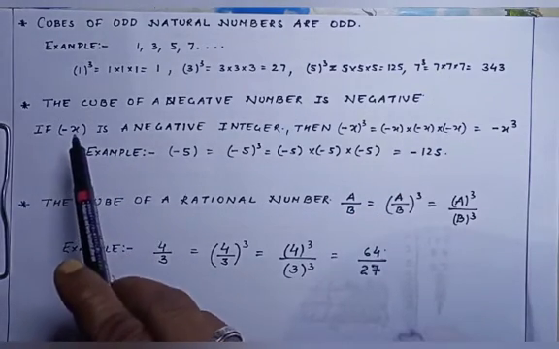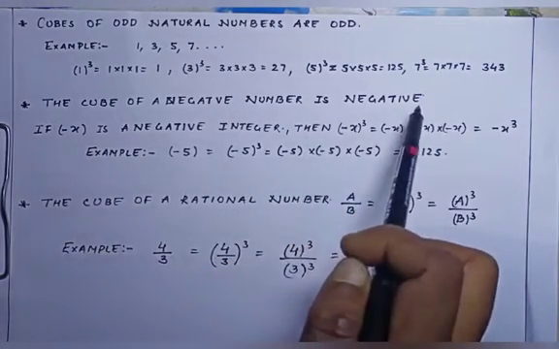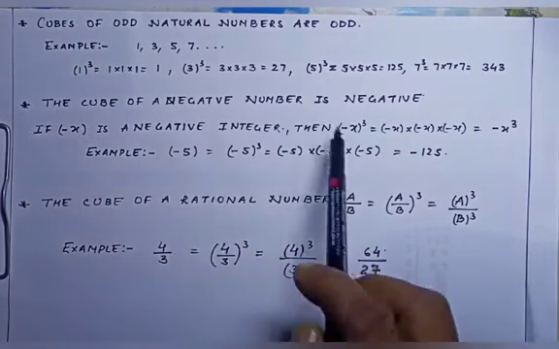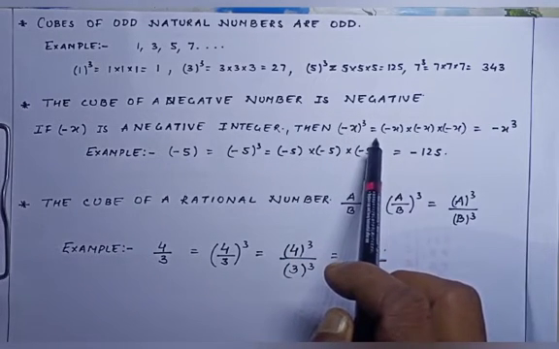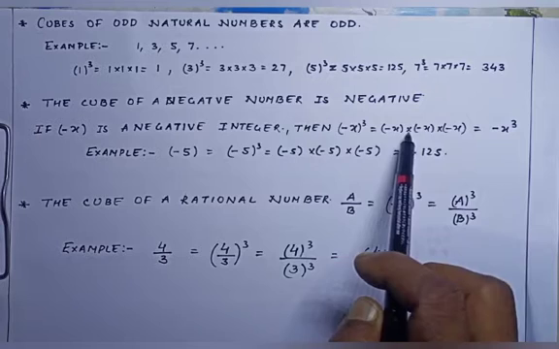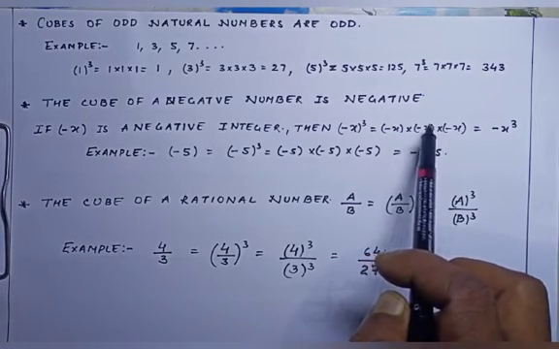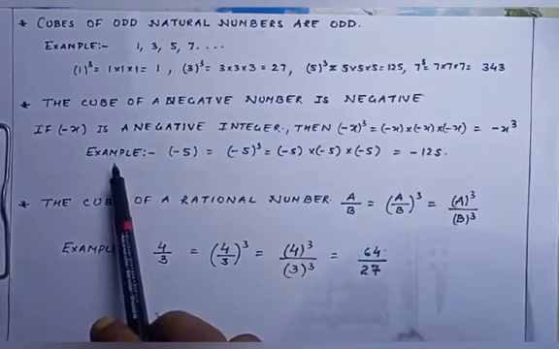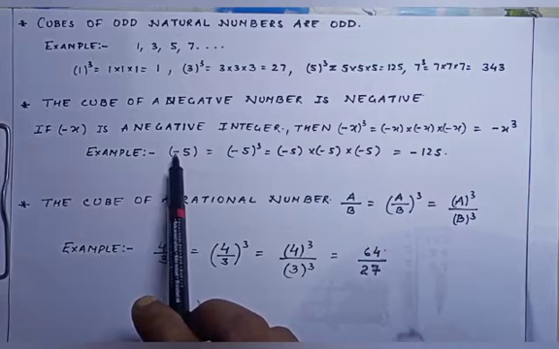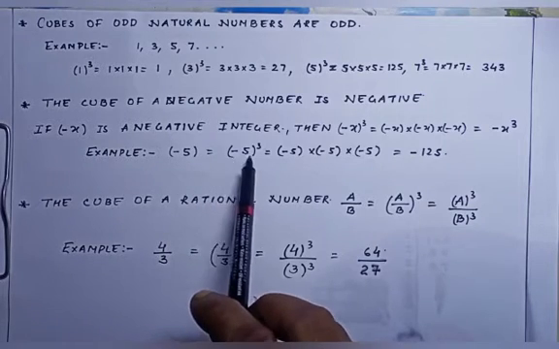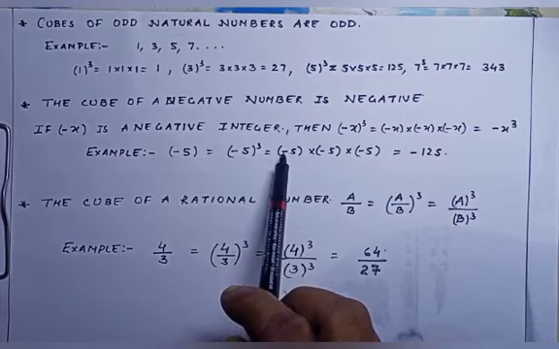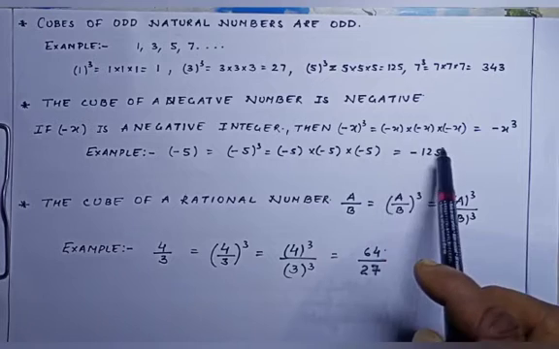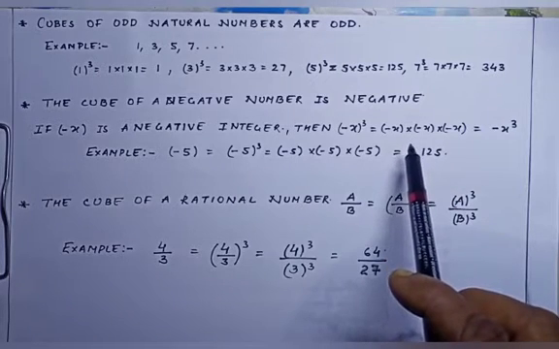Let us move to the next property, that is the cube of a negative number is negative. Let us assume minus x is a negative integer, then minus x to the whole power 3 is equal to, we are going to multiply minus x 3 times. Minus x into minus x into minus x is equal to minus x to the power 3. Let us take an example. If I have to find the cube of minus 5, I am going to write minus 5 to the whole power 3. So it can be expressed as minus 5 into minus 5 into minus 5. So the product that I am going to get is negative.